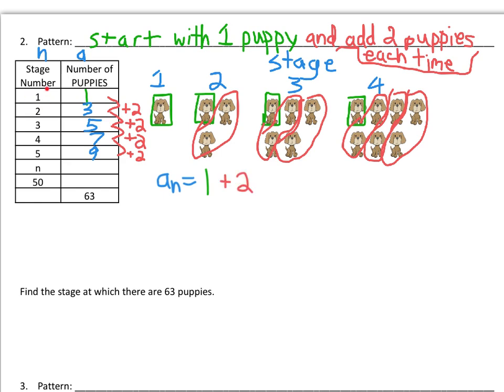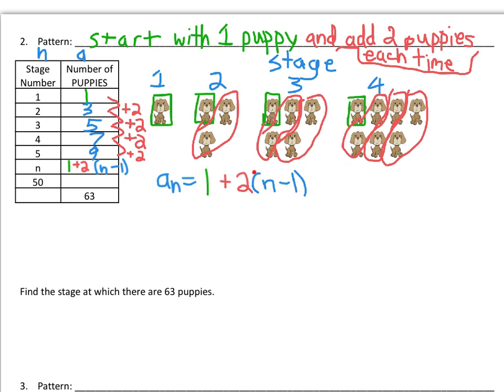And then again, because we're starting at the first stage instead of stage 0, we have to do the n minus 1 part. And that's inside parentheses. So we have 1 plus 2 times the quantity, meaning parentheses, n minus 1. We can verify that's correct by plugging in stage 1 for n.